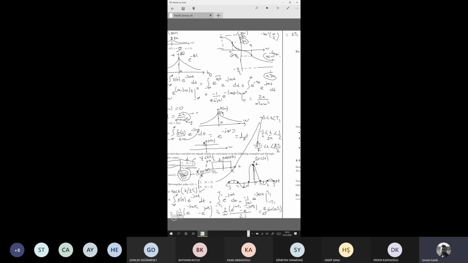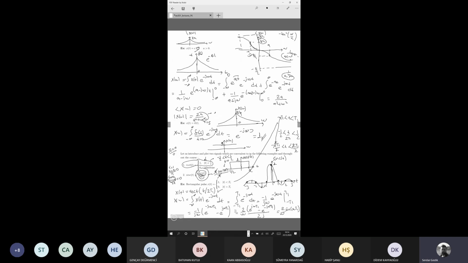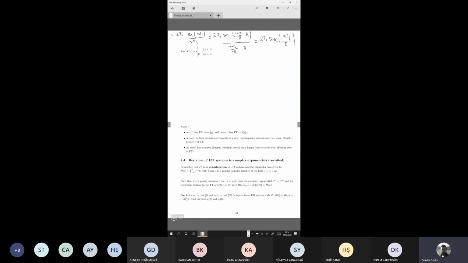So remember, what was your sinc? Your sinc was sine pi t over pi t. So if I replace this t with another variable, then this is sinc of this variable. So I have sine, instead of t now I have omega t1 over pi, over omega t1 over pi times pi. So this is simply sinc omega t1 over pi. So this is my signal.